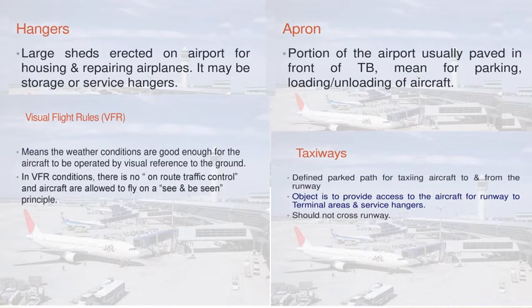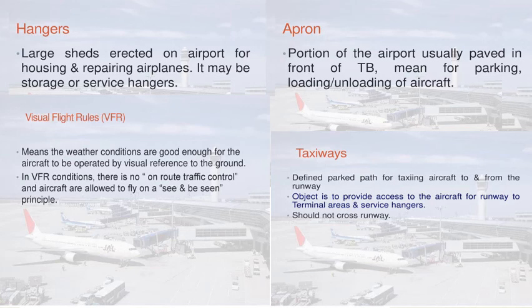The hangar, as I told you, is for repairing, and there are certain rules to be followed in an airline. That is VFR, that is visual flight rules. So the person who is operating the aircraft should follow the VFR conditions and the traffic control, and there are certain things to fly the aircraft and train for that. So VFR rules are meant to be learned by the pilot.